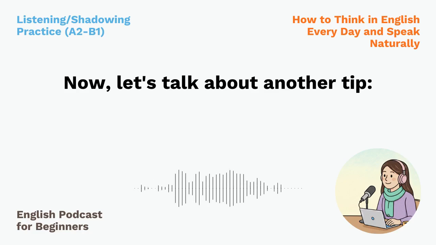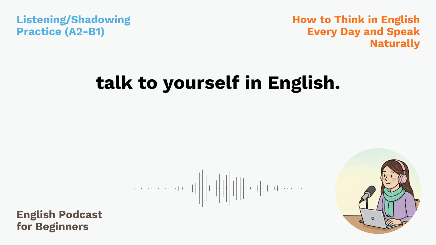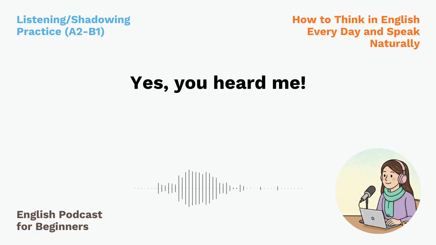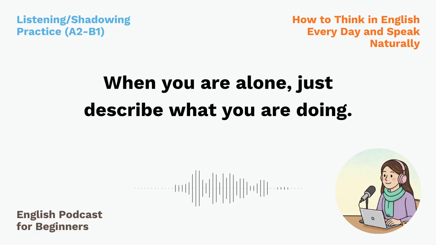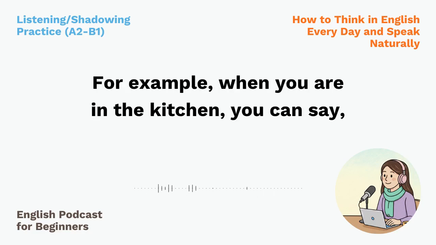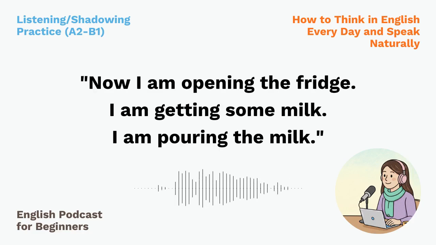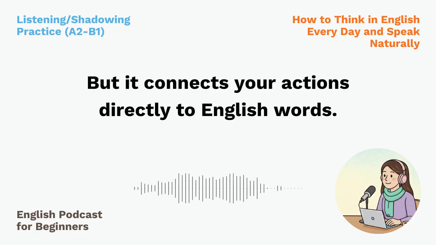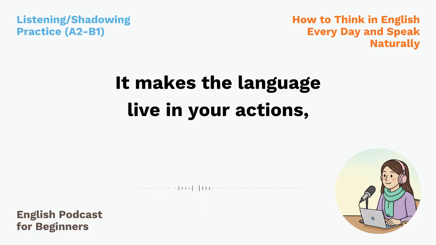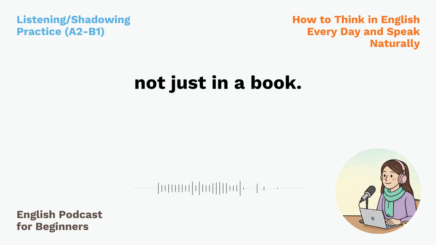Now, let's talk about another tip. Talk to yourself in English. Yes, you heard me. It is okay to talk to yourself. When you are alone, just describe what you are doing. For example, when you are in the kitchen, you can say, now I am opening the fridge. I am getting some milk. I am pouring the milk. It feels a little funny, I know, but it connects your actions directly to English words. It makes the language live in your actions, not just in a book.